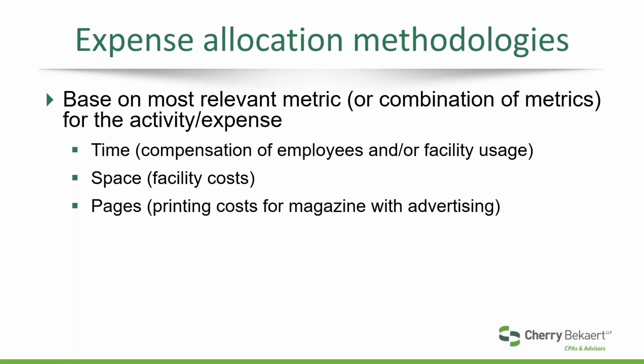So if we're looking at employee compensation, you would want to look at what is the time that they're spending on that activity versus their total time. You could also use that for facility usage. How many days or hours of the year is it being used for that unrelated purpose? And you may also, for facility costs, want to take into account square footage. So if you're looking at overall utilities for the facility, you'll want to apportion it based on the square footage of the space that's being used for unrelated purposes. And for magazines, of course, you can use pages, how many pages have ads on them versus other information.